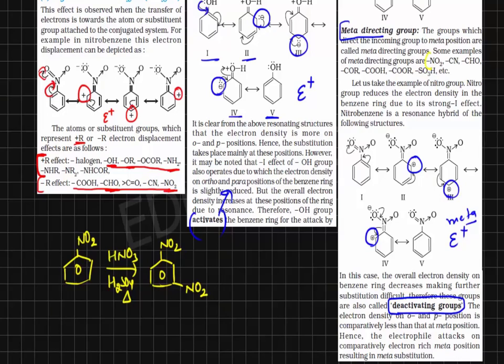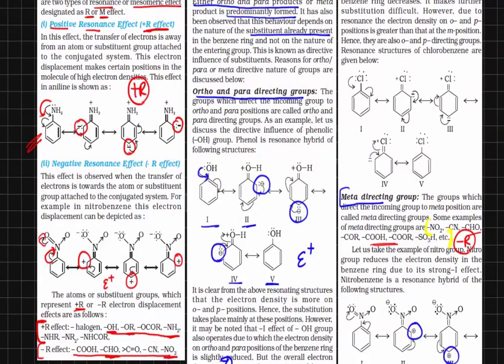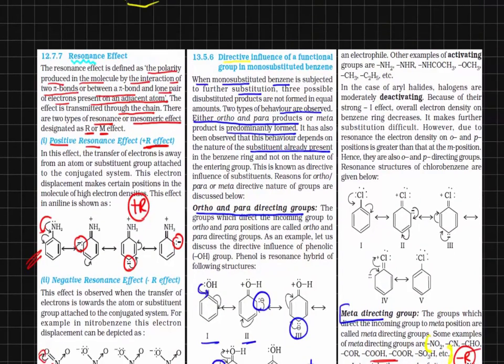So, these are the examples of meta directing groups: NO2, CN, CHO. These examples you can put in meta directing, and they tend to show the minus R effect. And over here you have the groups which show plus R effect. So, plus R effect and directive influence, minus R effect and directive influence, these are similar topics. Why is the group directing to ortho para? Because it is showing plus R effect. Why is it directing to meta? Because it is showing minus R effect.